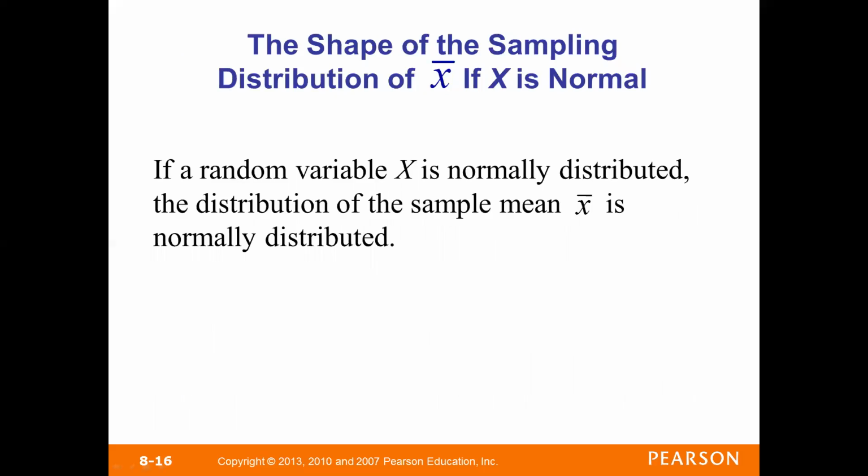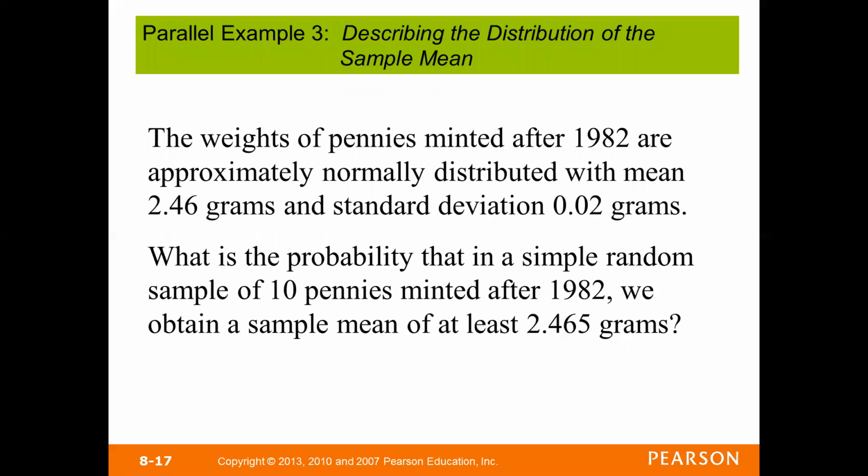If the random variable is normally distributed, then the sampling process also follows a normal distribution. So the distribution of the sample mean is also normally distributed. If I start with a bell-shaped curve, the sampling process will give me a different bell-shaped curve.